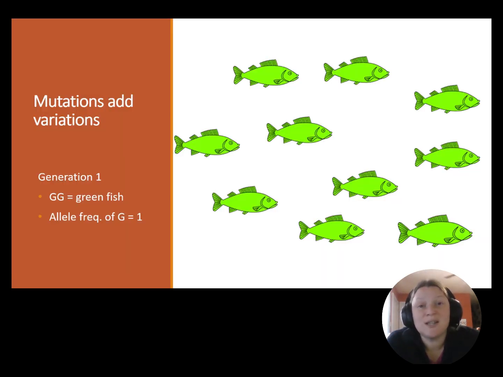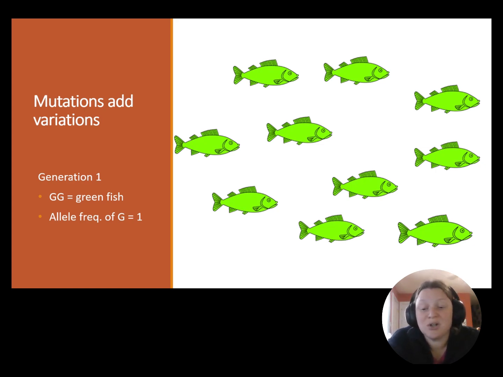So let's look at an example of mutation changing allele frequencies. Remember, when we calculate allele frequencies, we're looking at part over whole. So we are going to divide how many copies of an allele there are by the total alleles in the population. In this original population of fish, they are all green. They all have the genotype big G, big G. Our allele frequency of big G is 1, or 100%.